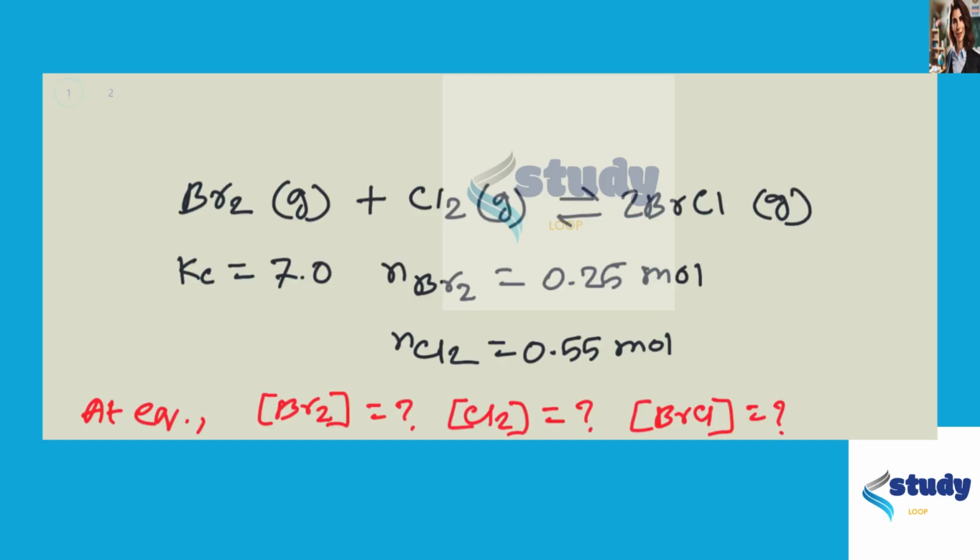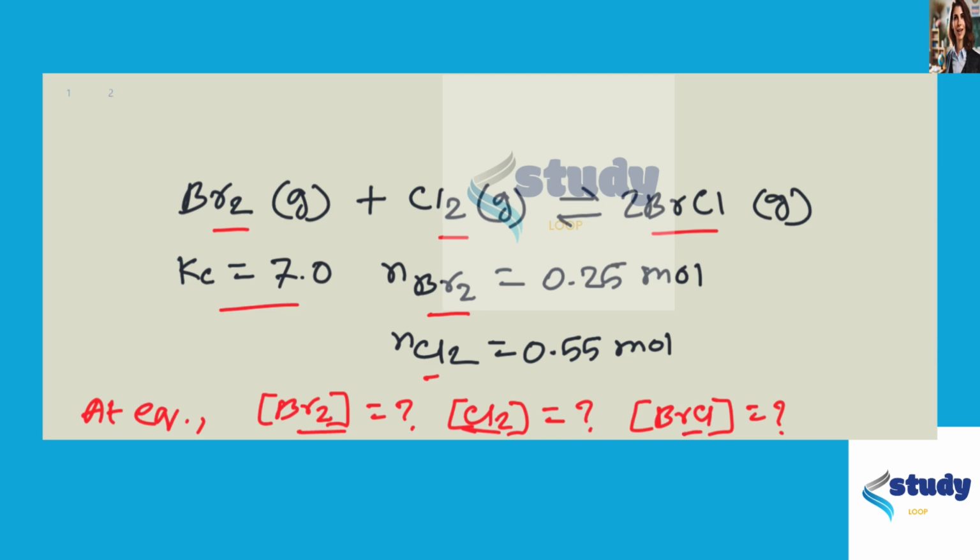In this problem, we are given the reaction equation for the reaction of bromine and chlorine to form BrCl, and we are given the equilibrium constant in terms of molarity for this reaction, Kc. We are given the number of moles of bromine and chlorine which were initially added, and we have to find out the equilibrium concentration of bromine, chlorine, and also the product BrCl.